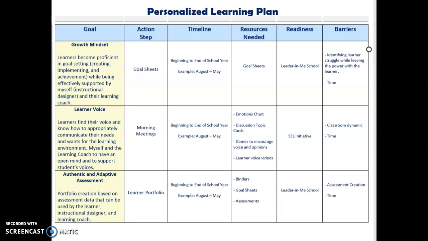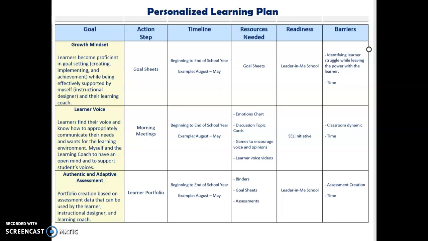Along with setting the goal, I would have students list 3 ways that they could work to achieve this goal and 5 ways that they would know that they were achieving it. After filling out the goal sheets, the learner and the instructional designer would discuss the sheet and agree upon the goal set. These goal sheets would be placed in students' learner portfolios, which we'll talk about in just a few minutes, and would be referred to on a weekly basis during regular co-planning sessions.